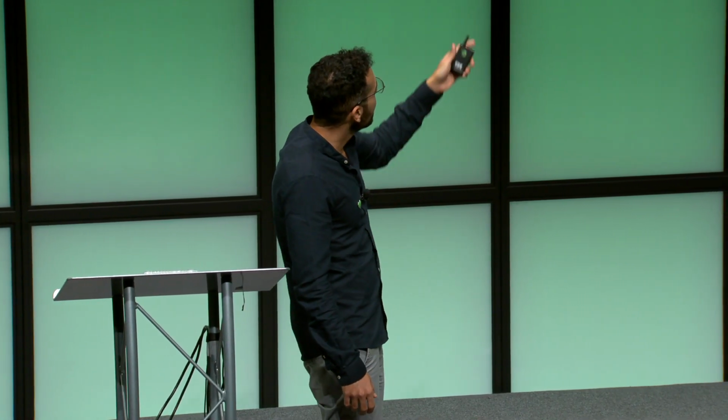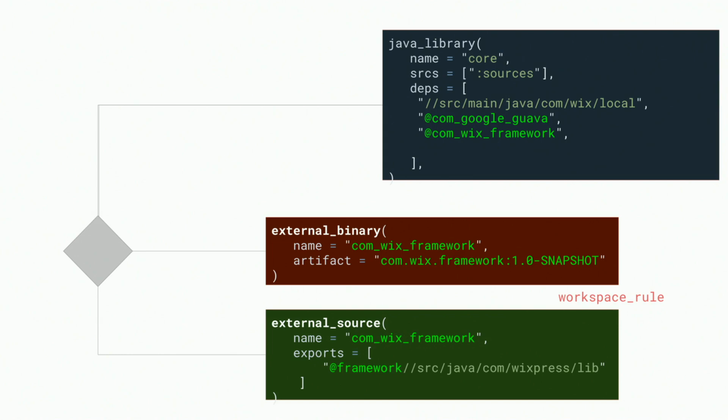We used the fact that this ComWix framework is just a logical name that's defined on the workspace level. And we knew that we can map this name to an external binary rule that downloads the snapshot, but we can also map it to a different rule. And we wrote our own custom rule that does a very simple thing, just exports those external source dependencies. So we didn't have to change any build files. It was only a matter of choosing what kind of rule we're gonna define in the workspace level.